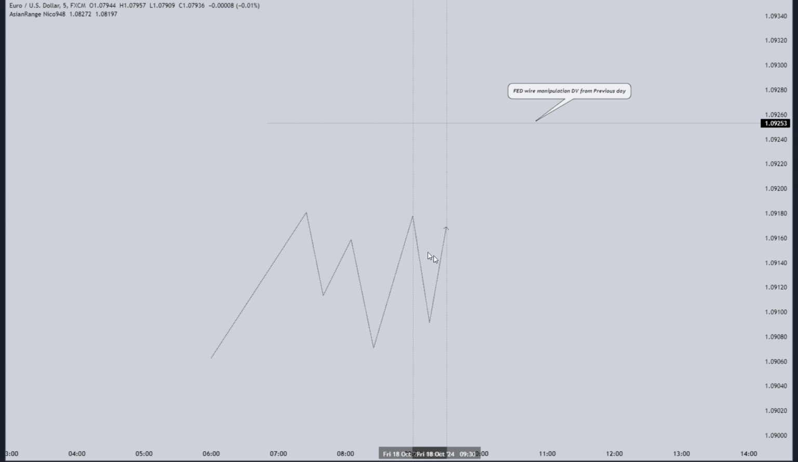If price has not reached the levels in, for example, this 9:30 Fed wire injection time, and it has not reached the previous day level, which we got from another Fed wire injection time of a deviation, right? So this is a pretended deviation area, or deviation alignment area, right there, as you can see. So it's a Fed wire manipulation deviation from the previous day.